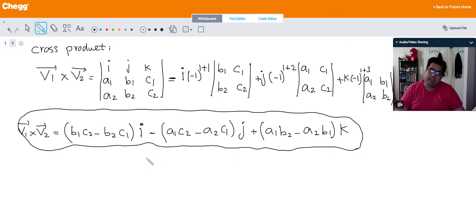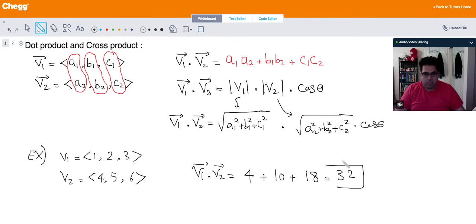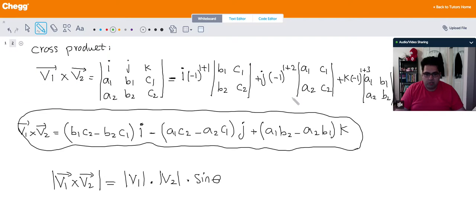If you are only interested in the magnitude of the cross product, you can use this formula. The magnitude of v1 cross v2 equals the magnitude of the first one times the magnitude of the second one times the sine of the angle between them. Be careful. If you look at the dot product again, the result that you get from either of these two formulas that I mentioned, they are both a scalar. So the result of the dot product is always a number. It's not a vector. But if you look at the cross product, this is giving me a vector, but this is going to give me a scalar. So that's why I put the magnitude, or basically the absolute value, to show that this formula only gives me the magnitude of the cross product, not the result of the actual cross product.